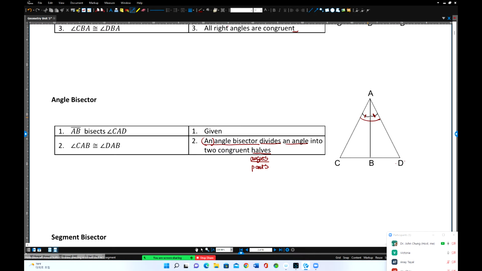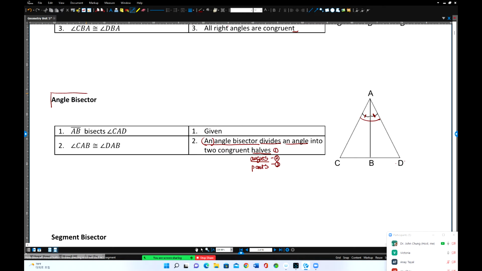Okay, one part, two parts. You can use halves, you can use angles, you can use a part. It depends on your teachers. When you have an angle bisector, you have to say the reason like this, exactly like this one. An angle bisector divides an angle into two congruent angles, or two congruent parts, or two congruent halves. Are you okay with this?